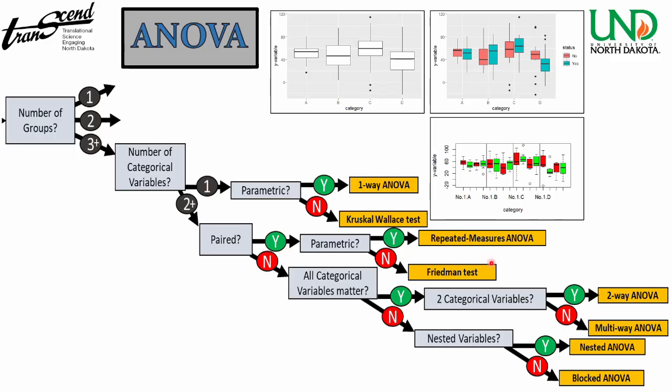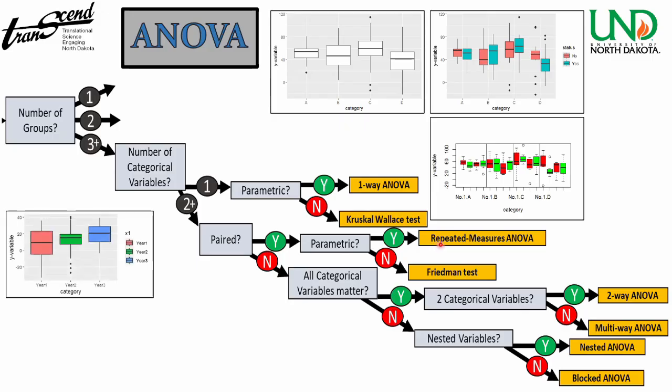Okay, now we can backtrack a little bit and talk about these other situations. So let's go back up to paired data. If we do say paired data, we can move on here. Just like there's paired t-tests, the logical extension to ANOVA is what's called repeated measures ANOVA. So the parametric version is called repeated measures ANOVA, where again, the different categories are not independent.